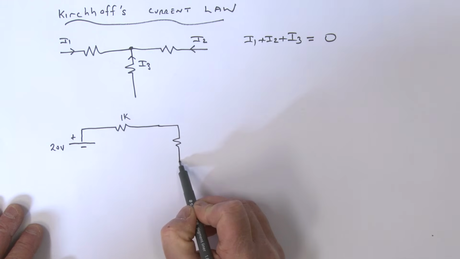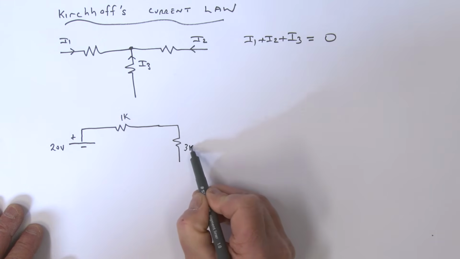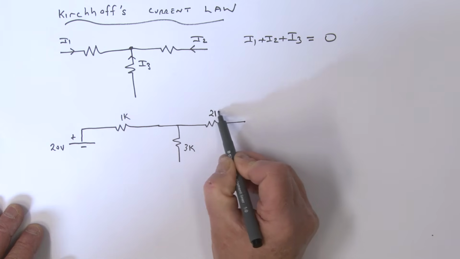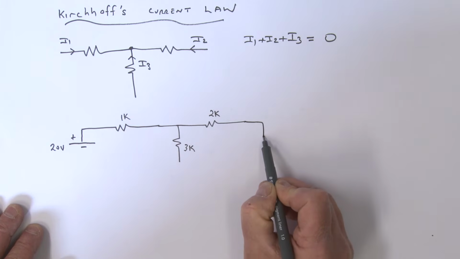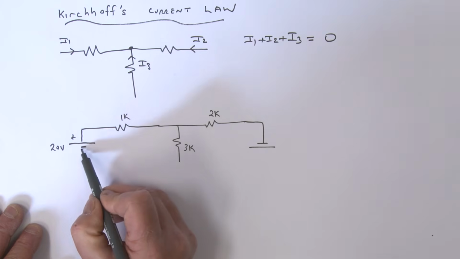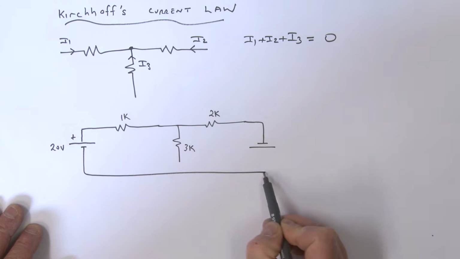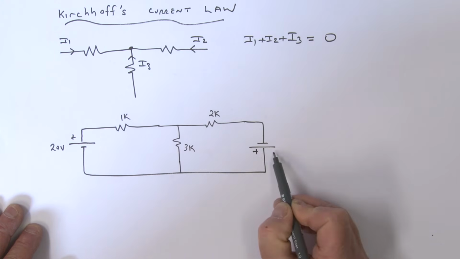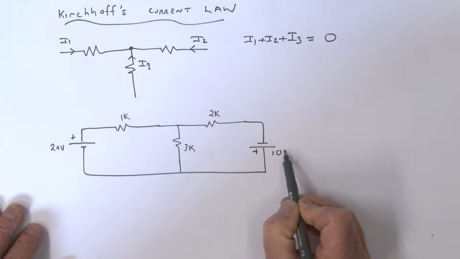Another resistor sitting over here, we'll make that a 3K resistor, and another resistor over here, I'm going to call that 2K, and I've got a voltage source sitting over here, like so. That will be the circuit that we're going to deal with. Let's make this one 10 volts.